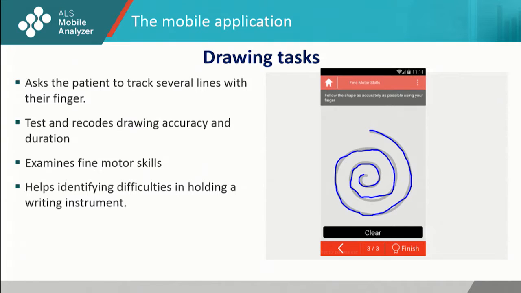Next are the active tasks. The drawing task asks patients to trace several lines with their fingers, and it tests and records drawing accuracy and duration. Also, it examines fine motor skills and helps identify difficulties in holding a writing instrument.